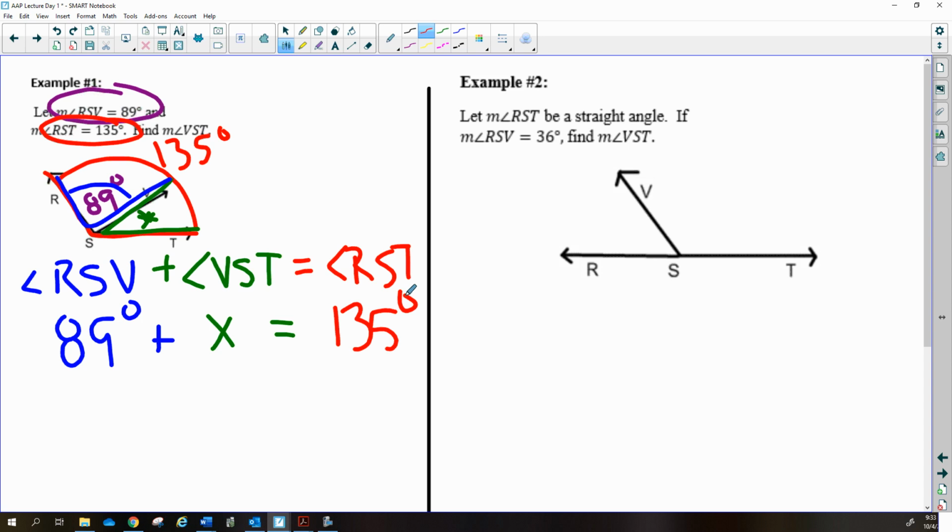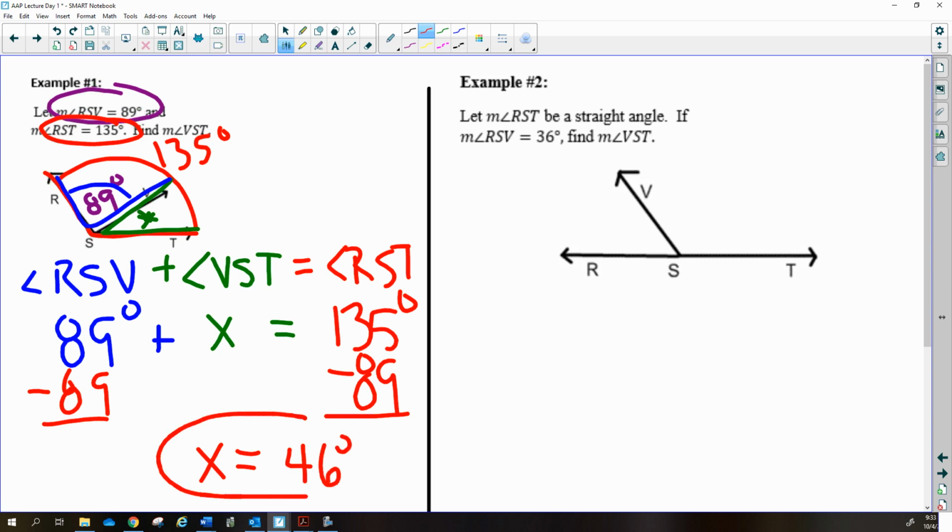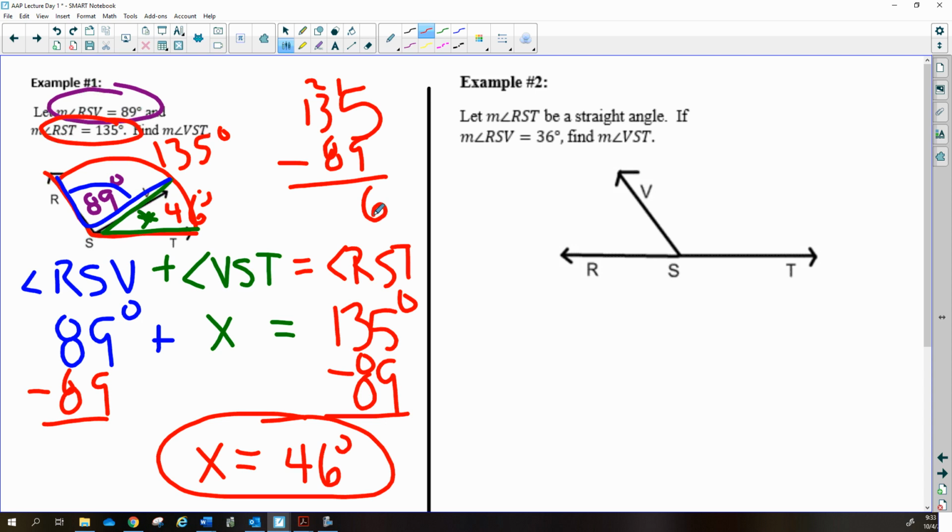So if I wanted to find out what was left for that green angle VST, simply I would just have to subtract 89 from the entire amount of 135. So my angle that I'm left with is going to be 46 degrees. And you can double check my math there. This angle right here is 46 because I essentially did 135 minus 89, borrowed right here, and came up with 46 degrees.